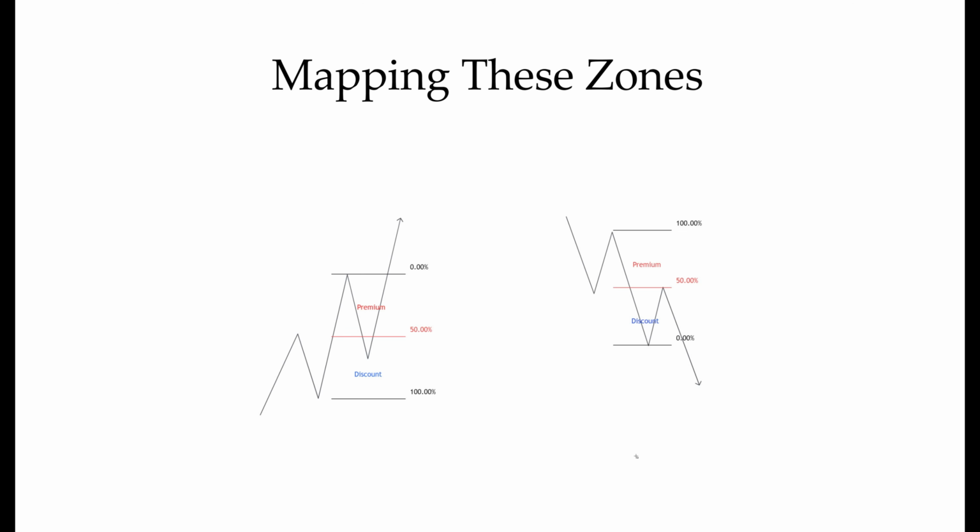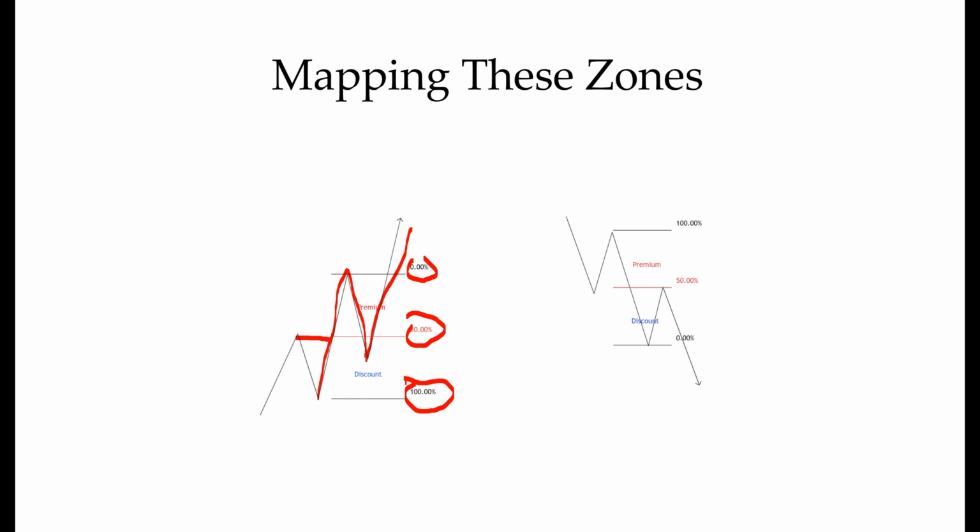Okay, so first of all, mapping these zones. So here we have our Fibonacci drawn, where we have the 0% level, 50% level, and the 100% level. Now, it's important to note that within a particular leg of price action, like the one we have here, we had an expansion and a break of structure, a retracement, and then another break of structure. And if we pay attention to the name, it's called the Fibonacci retracement tool.